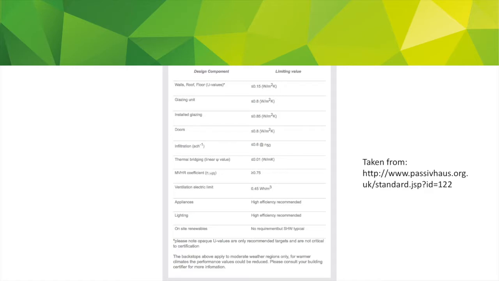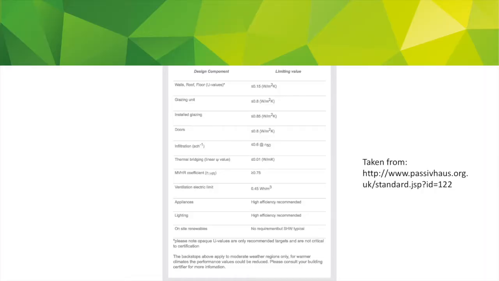The ventilation electric limit is at 0.45. That is effectively the specific fan power. We use more of a standard unit of specific fan power in this country, but they both mean the same thing. It's the amount of energy it requires to move air around your building. So the higher your specific fan power or higher your electric limit, the more energy you're using. The reason why this is important is that some MVHR units can be undersized for the space, which will then require a lot more energy than if the unit was appropriately sized.